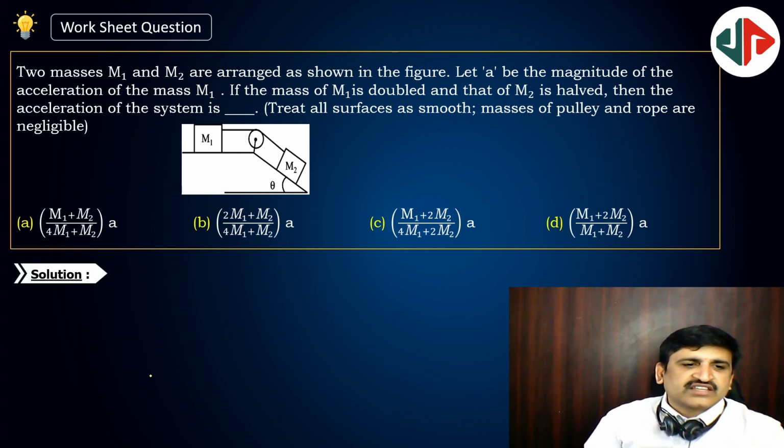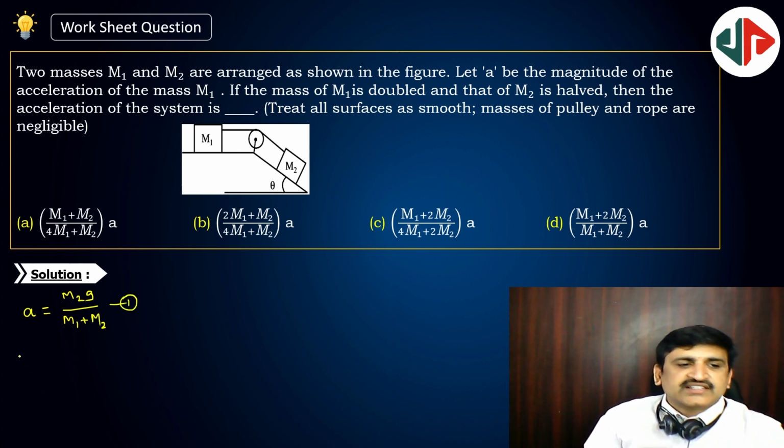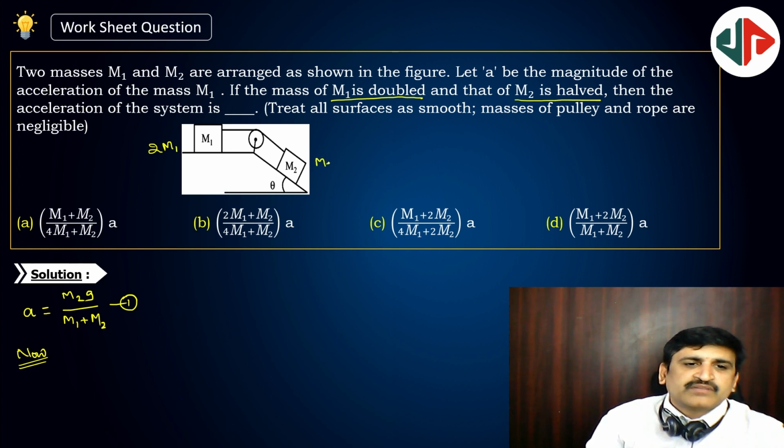First we will write what's the given acceleration. What is the given acceleration? Given acceleration A is net force M2g by total mass M1 plus M2. Let me write capital only, everything in capital. Why should I change? So this is first one, first story. Now second story is, now he said he is going to change the things. What is that? M1 is doubled. So this one going to become 2M1. And M2 is halved. This will become M2 by 2.